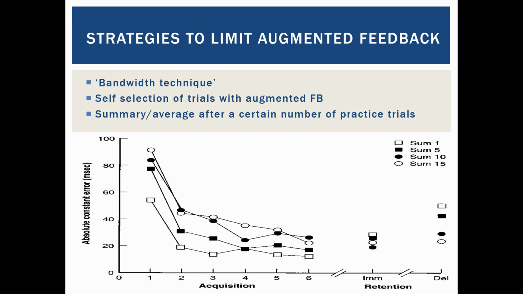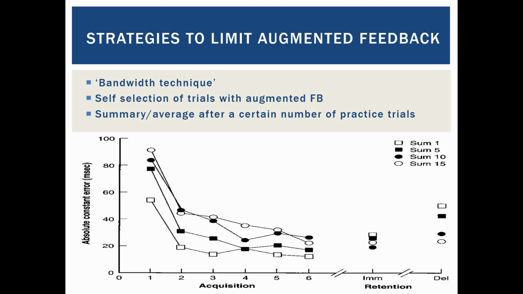And another method that's been documented quite well in research is to use summary or average feedback after a certain number of practice trials. So what that would mean is, rather than having feedback after every single trial, you get feedback after trial 5 about the previous 5 trials, and you get some average sort of information, right? Let's say on the last 5 trials you were lifting your knees too high, something like that, right?